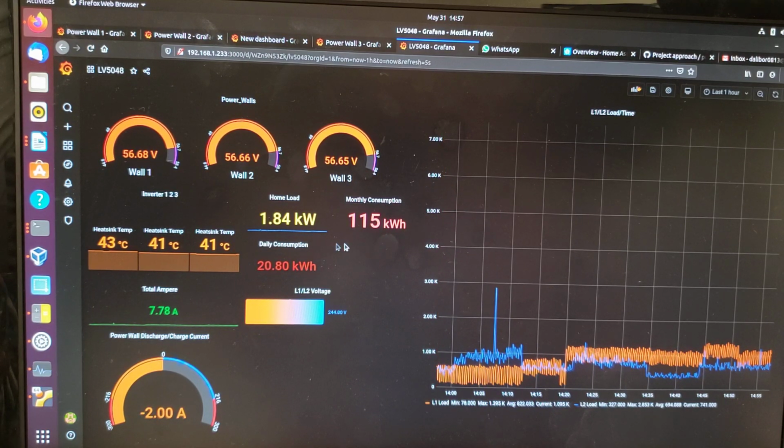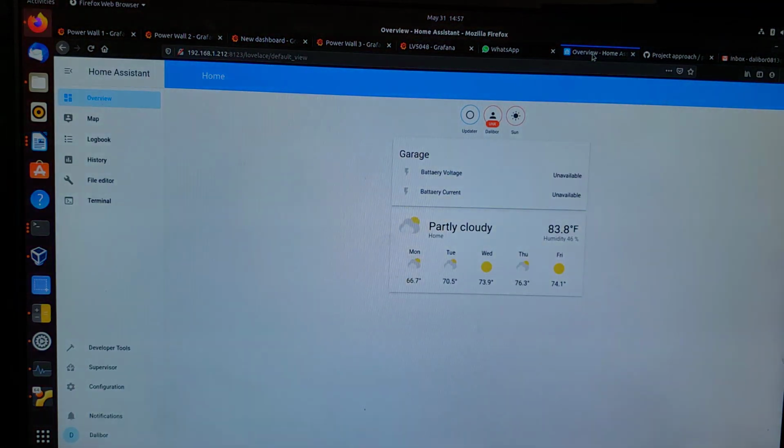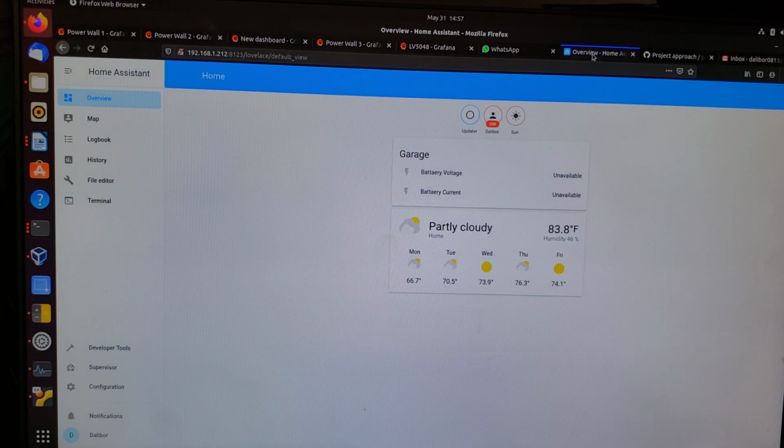And also, since now I am transitioning to Home Assistant, I'm going to try to incorporate my solar production together with inverters and power walls. I'm going to try to incorporate that into my home, meaning I'm going to use data that comes out of my power walls, that comes out of my inverters, and I'm going to use it to my advantage to automate some things in the house.